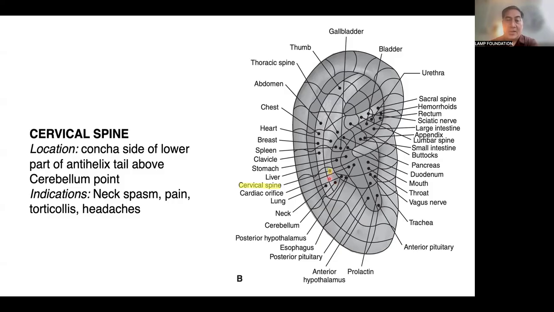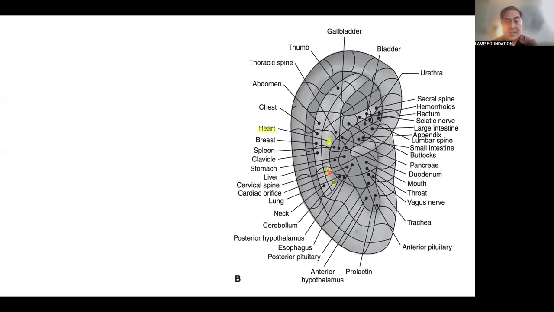Okay, so we have the cerebellum, which is good for tremors and depression. Then we have the cervical spine. So let's study this together. Cervical spine is good for neck stiffness or neck pain, and then also for headache, torticollis. Okay, the third is the heart.